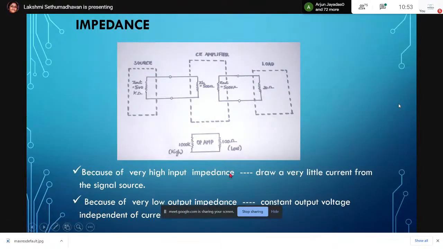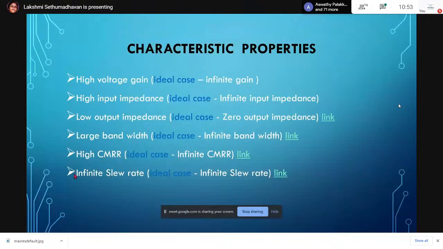Because of very high input impedance, it draws very little current from the signal source. These are the additional points. Because of very low output impedance, a constant output voltage, independent of the current, can be had. Now, we have discussed high voltage gain, the significance of high input impedance and low output impedance. The advantages of this we have discussed.